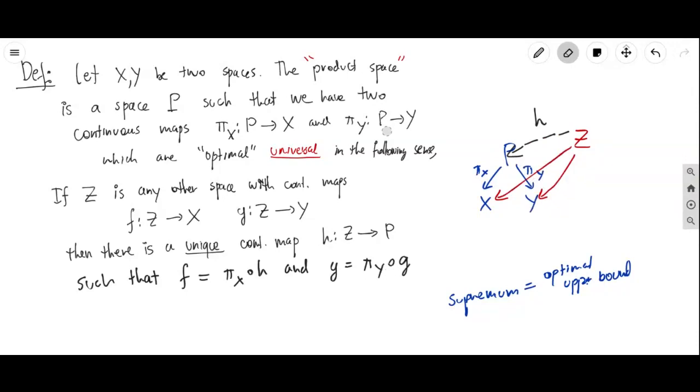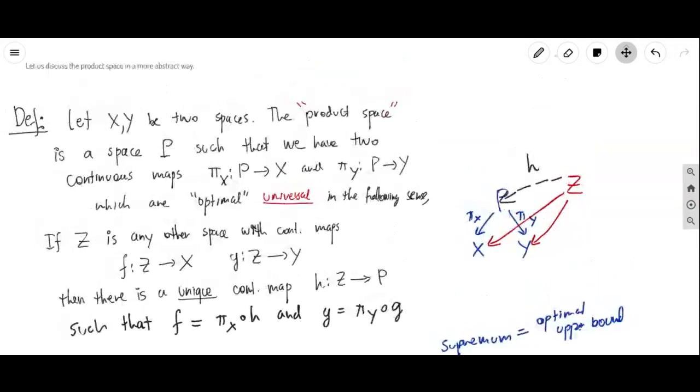So this is the abstract definition of the product space. You are saying it's abstract because you're not saying what P is as a set. You see that? You're not saying what it is as a set. You're saying what it is through some mapping property. It's the mapping property that you're emphasizing, not what the space is as a set.